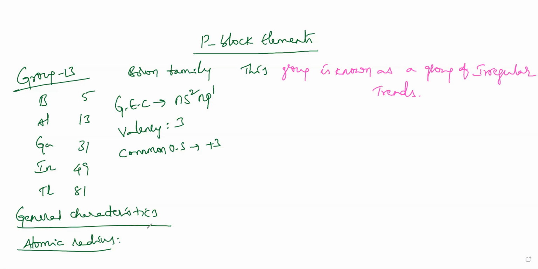Atomic radius of boron is less than aluminum. But aluminum is greater than gallium. Now gallium is again less than indium. Indium is less than thallium. Now here the order is changed. Aluminum should be less than gallium, but here aluminum is greater than gallium. So there is a deviation, right?